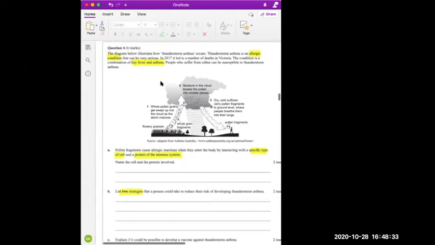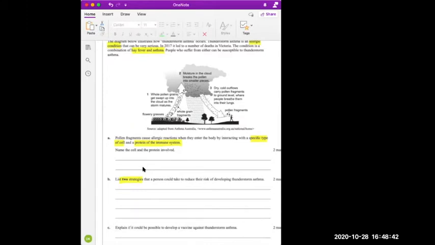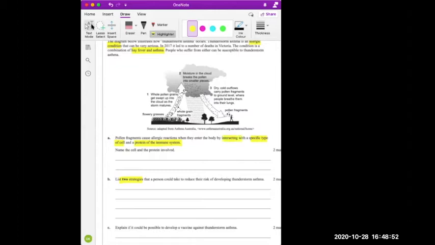Asthma is obviously its own condition and it has its own things associated with it, but hay fever is just your basic allergy response. So pollen fragments can cause allergic reactions when they enter the body by interacting with a specific type of cell and protein of the immune system. So another keyword that I did not highlight here is interacting. I know when we think allergies, we think mast cells and we think release histamines. Histamines are little proteins, but remember that the pollen, which is the allergen, isn't actually interacting with histamines. That's an indirect interaction, right?